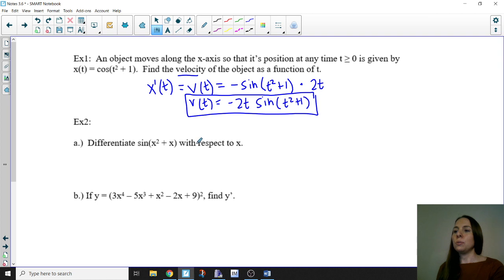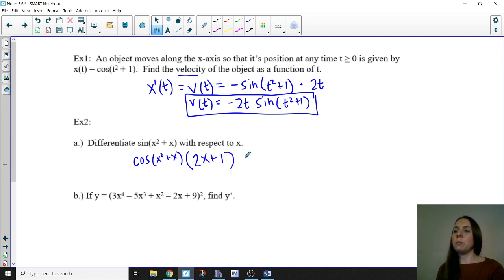Take a look at example 2. Very similar. Differentiate sine of x squared plus x with respect to x. Okay, so I don't really have an equation here, so I'm just going to go for it. Let's just write the derivative. The derivative of sine is cosine, so the derivative of sine of x squared plus x is cosine of x squared plus x. You see how that always matches? And I say it on purpose like that so that we catch it. The derivative of sine is cosine. So the derivative of sine of x squared plus x is cosine of x squared plus x times the derivative of x squared plus x, which is 2x plus 1.